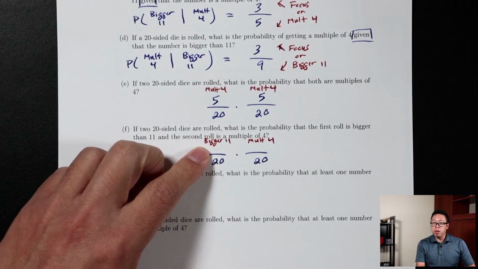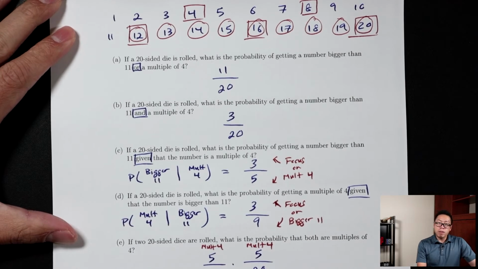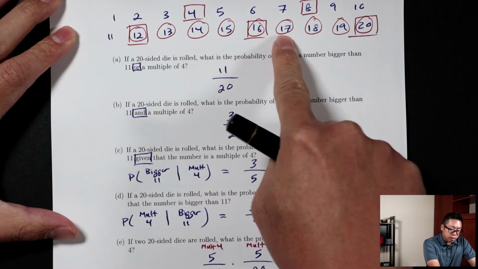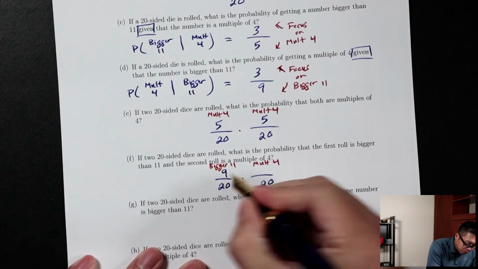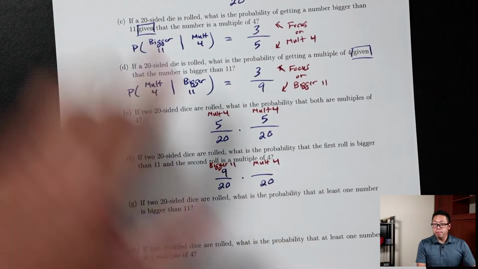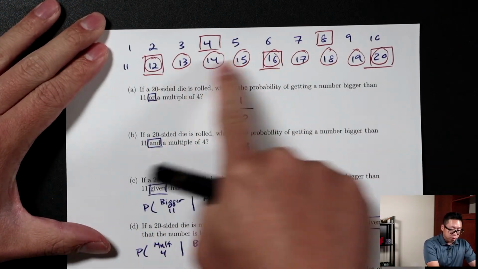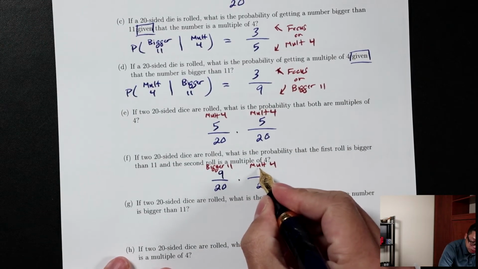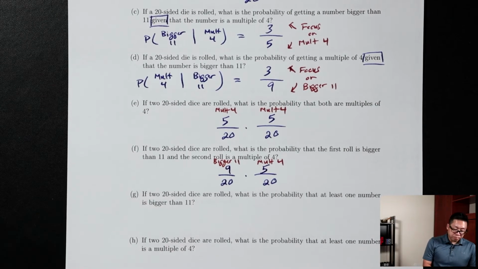First fraction, bigger than 11. How many are bigger than 11? Bigger than 11 are my circles. So that's 1, 2, 3, 4, 5, 6, 7, 8, 9. Multiples of 4, these are my boxes. That's 1, 2, 3, 4, 5. And once again, I don't have to think about reducing because we're talking about 2 dice here.